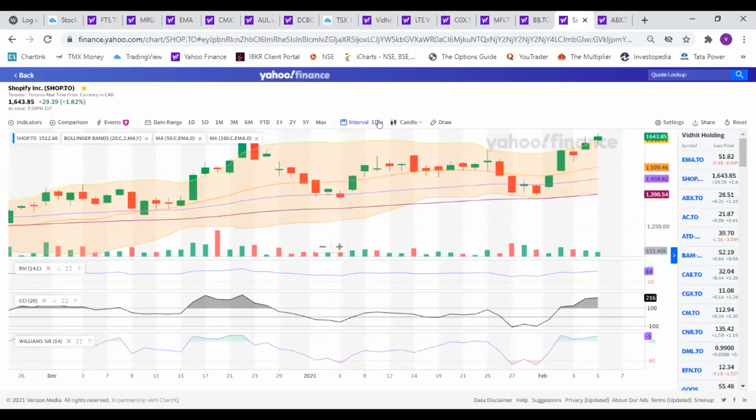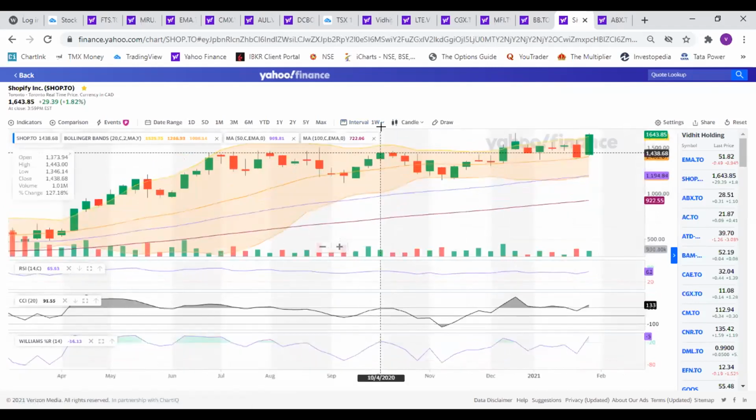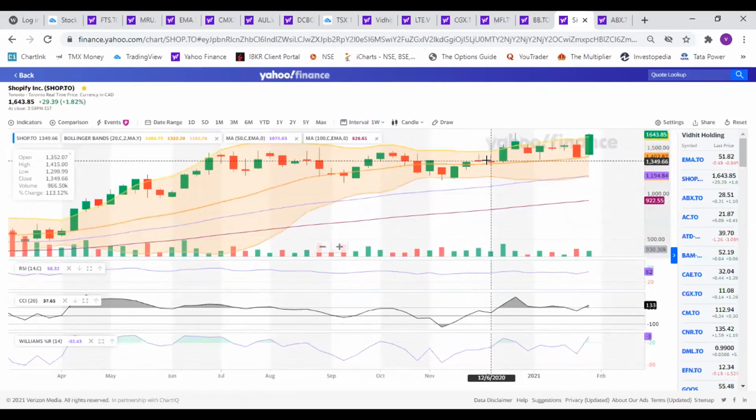Now, when I'm taking an entry, I also look at a weekly chart. Now this is a weekly chart, right? Look at this support over here. Yeah, 1349. 1300 is the low. 1299 is the low. This is the weekly chart here. 1384 low. Now 1384 is maintaining above the 20-day EMA, the mid Bollinger Band.